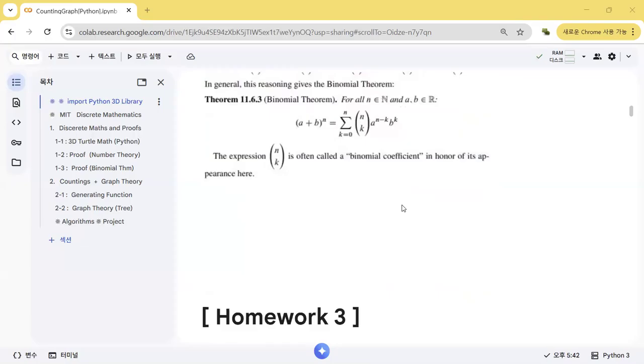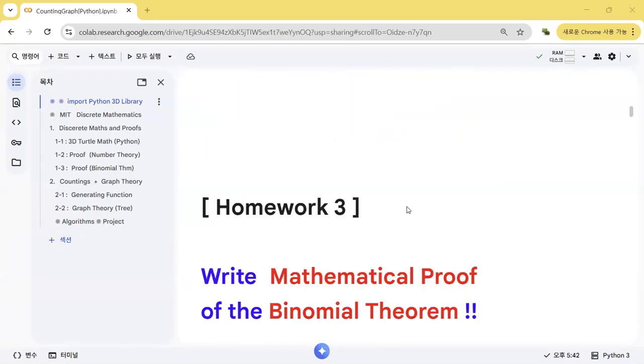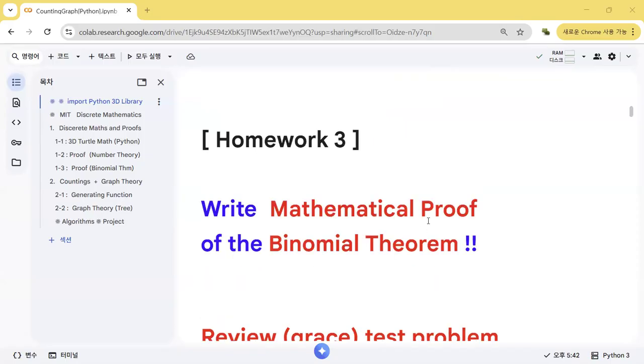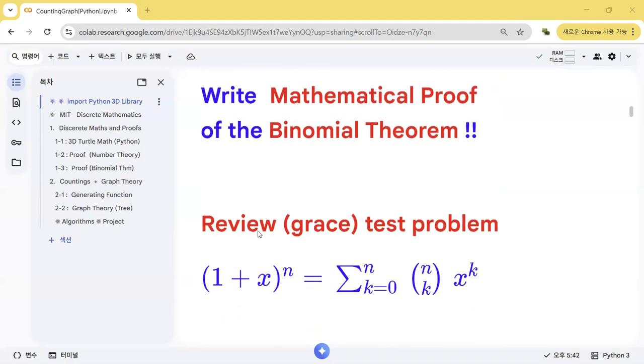Binomial theorem. Let's go to the binomial theorem. Homework 3 is to prove the binomial theorem. So this will be a kind of Gray's test problem. So review test problem.